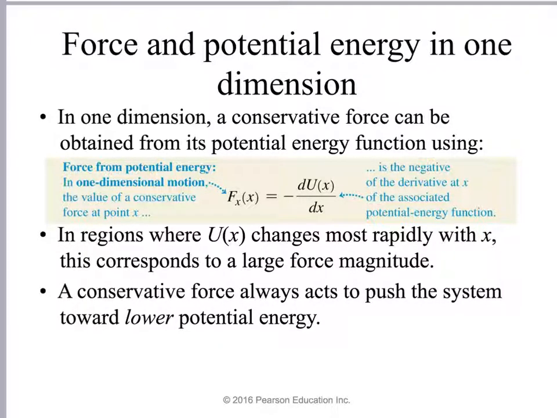Remember our statement in the previous slide that said that dU/dx, in terms of a graph of potential energy, would be like the slope of the potential energy. And so we can make the other conclusion that if there's a large slope, then that's going to correspond to a large magnitude of force. The sign is going to really be the direction of the force.